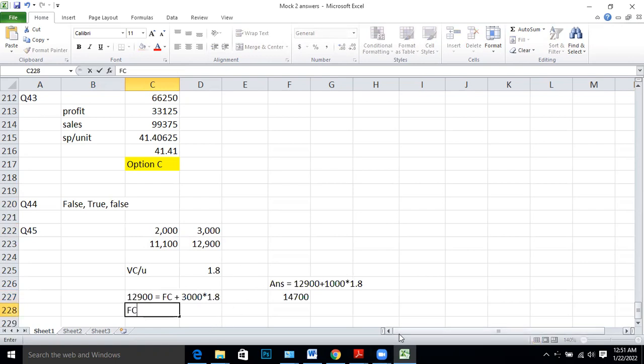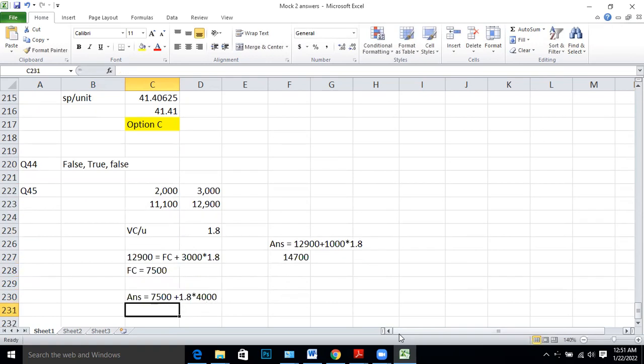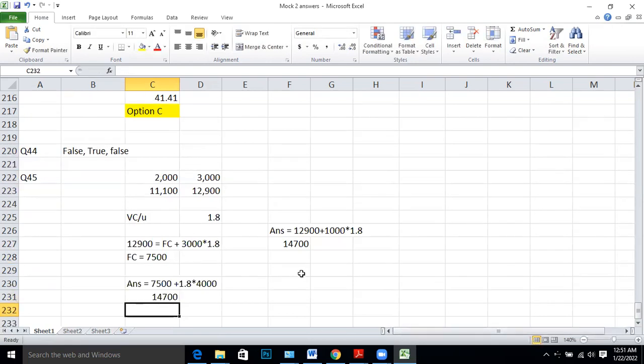5,400. So fixed cost will be 7,500. Now for 4,000 units, you can say the answer will be fixed cost 7,500 plus 1.8 into 4,000 units. 7,200 plus 7,500, that's 14,700. However, the way you can do it without finding fixed cost is easy.